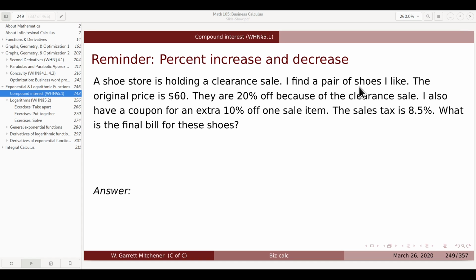Okay. What I'd like for you to do is pause the video and give this problem a try. You'll need your calculator, and then resume once you've had a chance to figure it out.